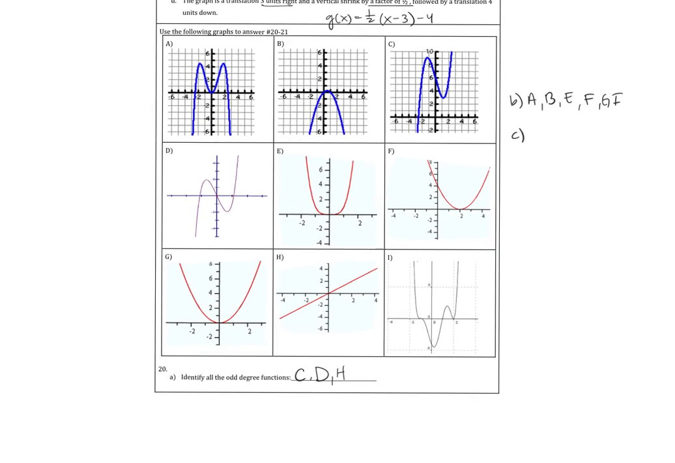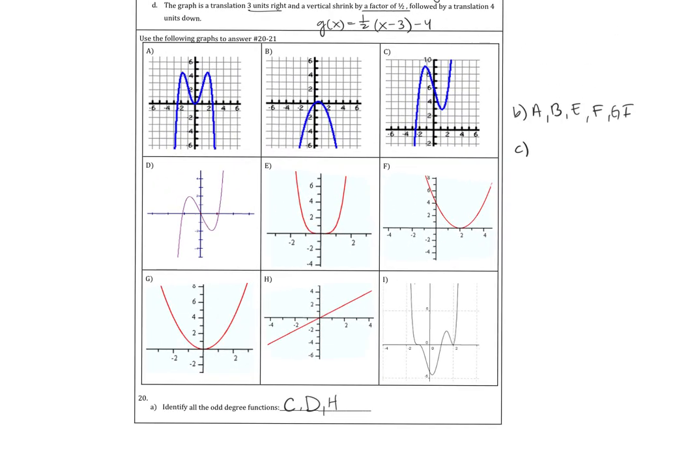Letter C actually asks us, let me just check, to identify all of the odd functions, okay? So odd functions are functions that have symmetry about the origin, and even functions are symmetry about the y-axis, okay? So right here, for A, we have symmetry about the y-axis, that's even. B, we have neither, so this is neither.